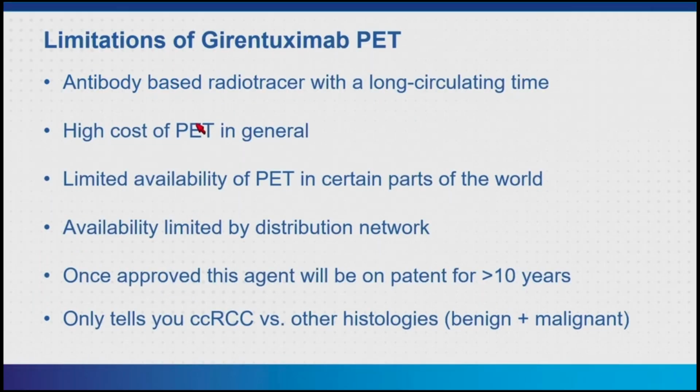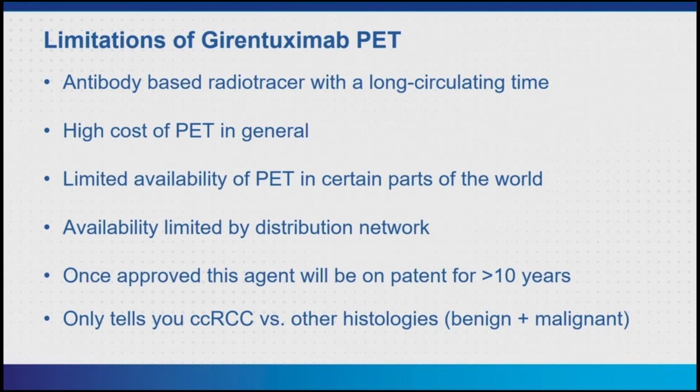There are, however, limitations of girentuximab. It's an antibody-based radiotracer. So this means it has to circulate for a very, very long time before it has an opportunity to bind to its target. It's not like the PSMA radiotracers that Spencer was talking about. Those are smaller molecules that have very, very high binding coefficients. Antibodies bind much, much more weakly. And so it's a pretty inconvenient test actually to administer.